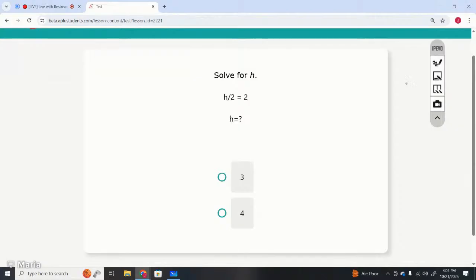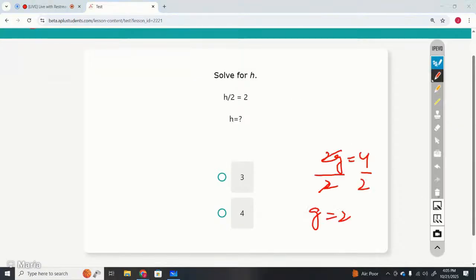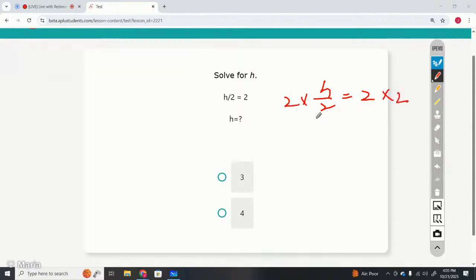Solve for h. h over 2 equals 2. So basically we need to undo the operations. Opposite to division is multiplication. So we need to multiply both sides by 2. h equals 4. Option number 2 is the correct option.